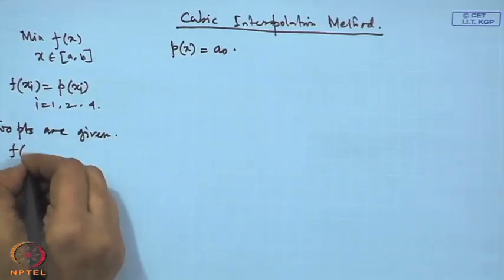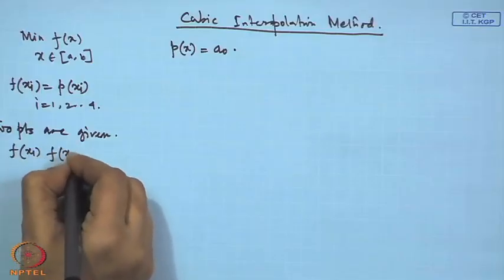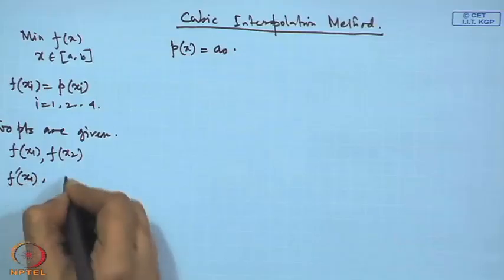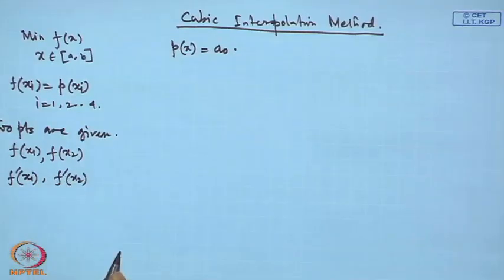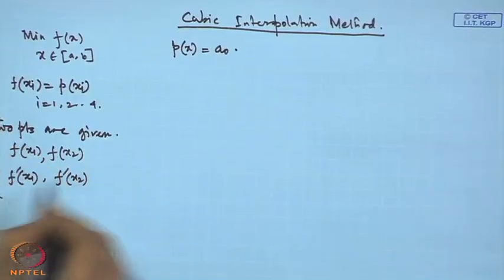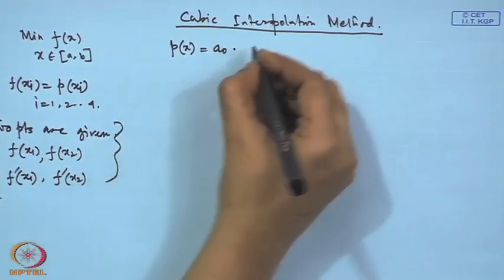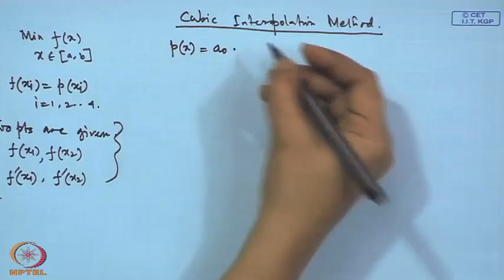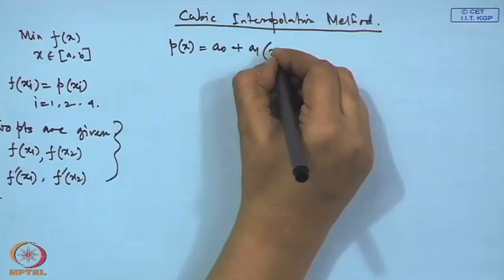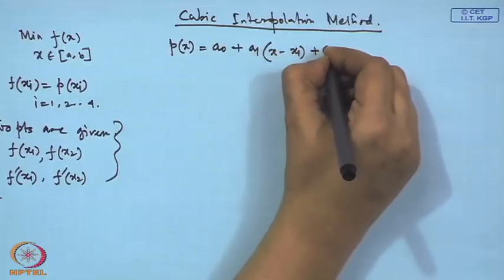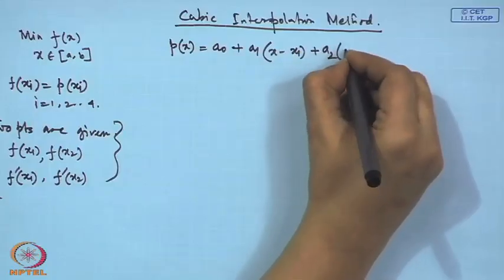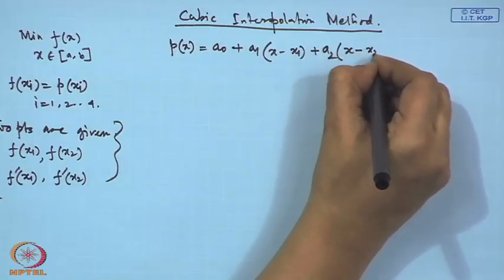That means we have f(x1), f(x2), the derivative of f at x1, and the derivative of f at x2. These are all given to us, and with this information we will proceed to approximate the polynomial. We can consider the polynomial in this way: a0 plus a1 into (x minus x1), a little deviation I have taken from the quadratic interpolation technique.